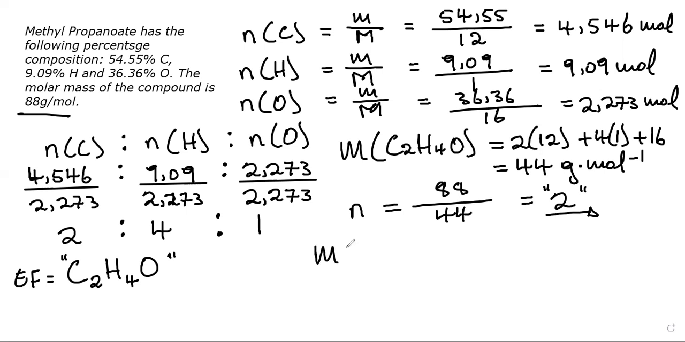So your molecular formula will just be what? Initially, we had 2 carbon atoms, but if we multiply by 2, we get 4. Initially, we had 4 hydrogen atoms, but multiplying by 2, we get 8. And then we had 1 oxygen initially, but now we are going to have 2 oxygen atoms. So this is just how you find your molecular formula.